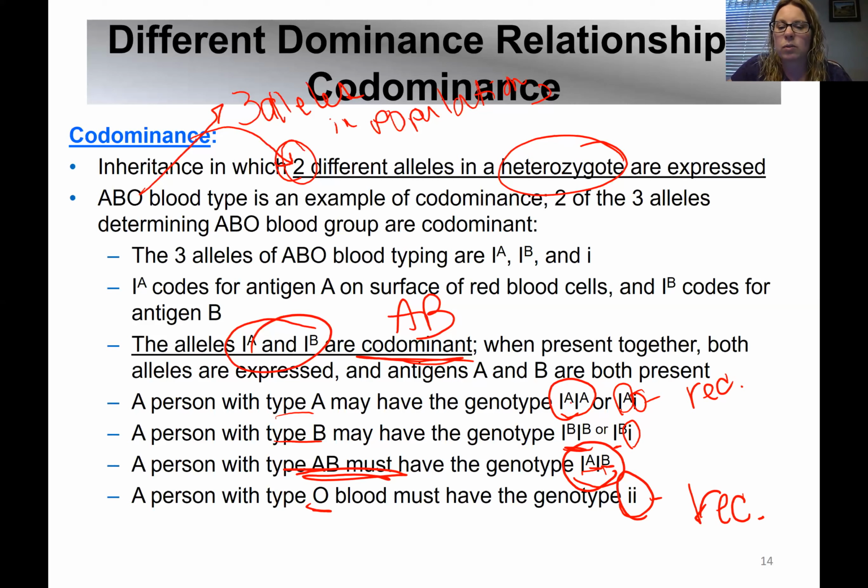Okay, so let's go through this really quickly and I'll let you label. Okay, this one would be a heterozygous dominant. This is a homozygous dominant. This is a heterozygous dominant because it has a recessive allele. Homozygous dominant, heterozygous dominant, homozygous recessive, and this one is also heterozygous, but it has both dominant alleles. Okay, and this is where we see the codominance.